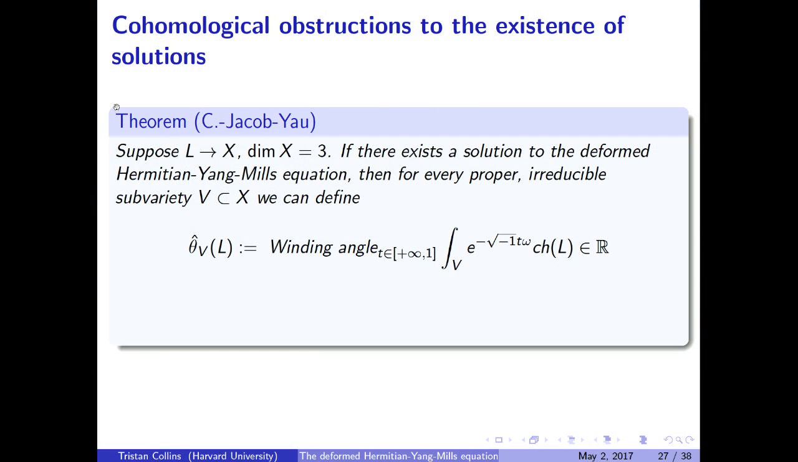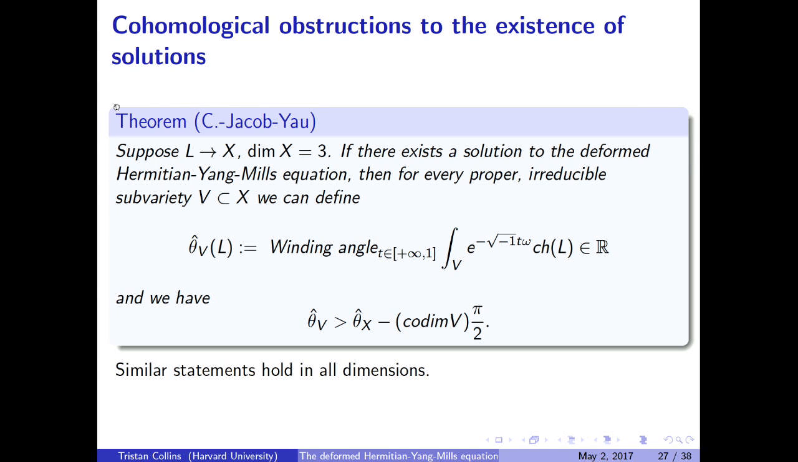So suppose you have a line bundle in dimension 3. If there exists a solution to the deformed Hermitian Yang-Mills equation, then we have one of these subsolutions, and you can compute these angles. So notice here there's a subscript v, and that's because I'm just integrating this deformed Hermitian Yang-Mills quantity over v, so over a subvariety. And then I'm taking the winding angle of that. And the result is that if there's a solution, then you have to have this kind of inequality. So the angle on v has to be bigger than the angle on x minus the codimension of v times pi over 2. OK, so I want to write this in a more suggestive way. Similar things hold in all dimensions.